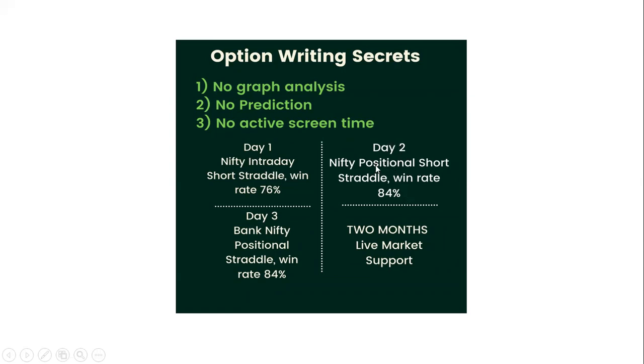Day 2, we will discuss Nifty positional short straddle. This is an expiry day straddle. Here we take a position 1 day before expiry, that is on every Wednesday, and we will exit on Thursday. So the win rate of positional straddle is 84%.